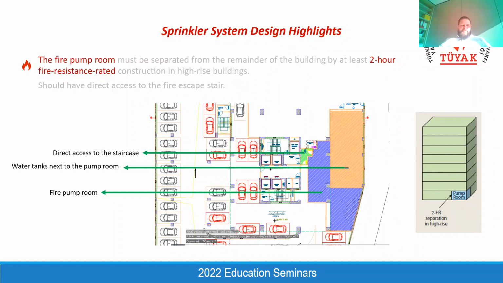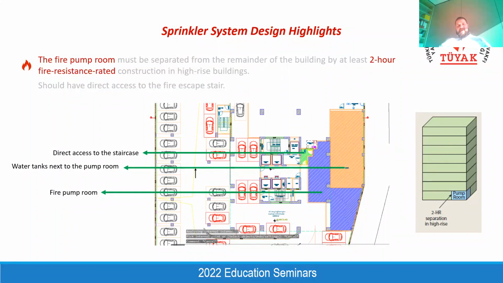And the third one, but I think the most important one, the fire pump room shall have direct access to a staircase. Most architects do not understand the main reason for this requirement, but the fire pump room shall be kept accessible in case of fire in the building. Even if we have a large fire incident within the building, we need to reach the fire pump room to check whether the pumps are working as required, or maybe we need to start these fire pumps manually.